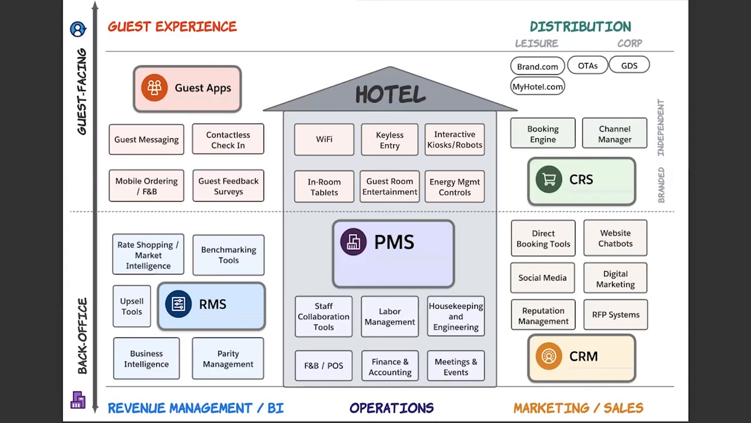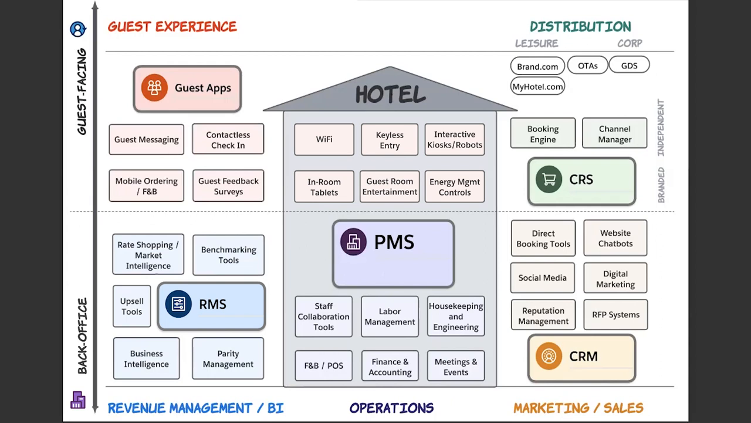So the technology solutions are placed on this map according to where they fall on that spectrum. Some are strictly back office tools, some are strictly customer facing, but some are more of hybrids. For example, guest feedback and surveys or direct booking tools. That's why they're placed in the middle of the spectrum.